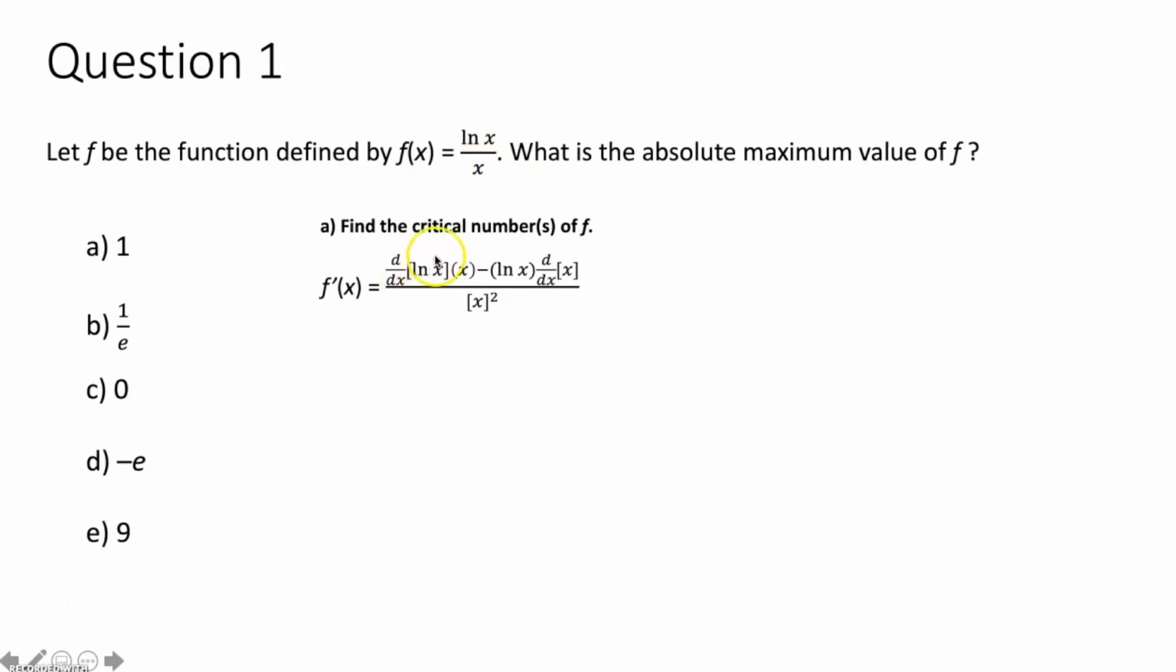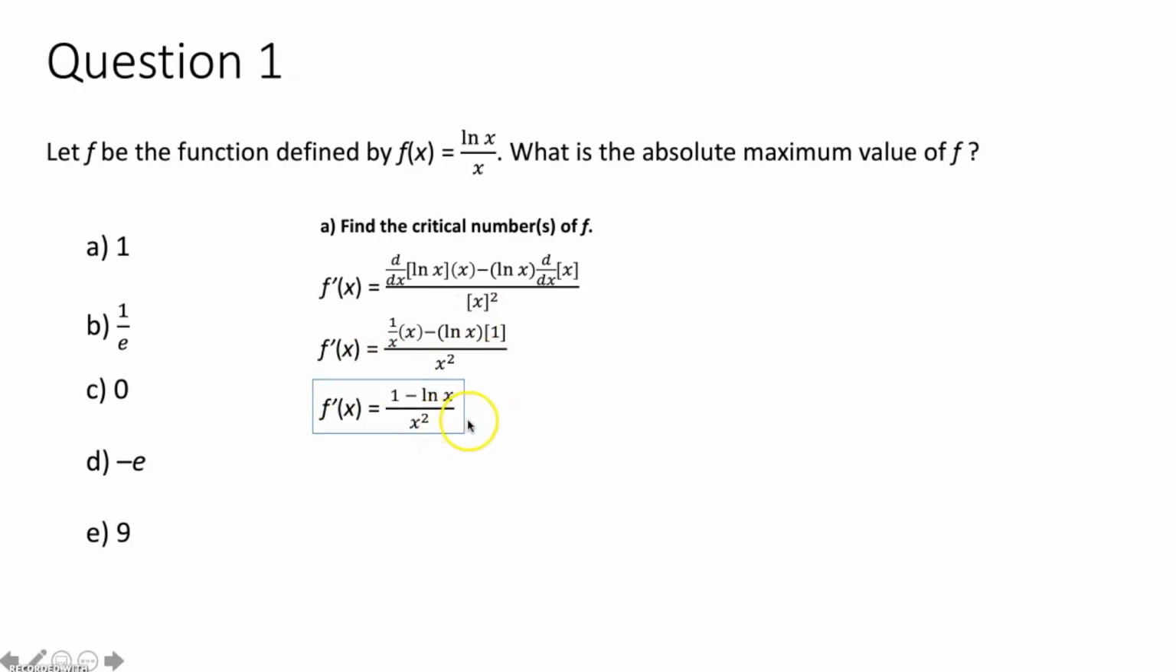The derivative of ln of x is going to be 1 over x. The derivative of x is going to be 1. 1 over x times x, these two x's cancel each other out. This just turns into a 1. Negative ln of x times 1 is just still negative ln of x, and we have our derivative. Again, critical numbers occur at whatever x values cause the derivative to equal 0 or not exist.